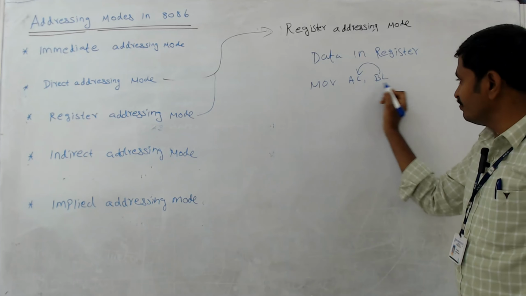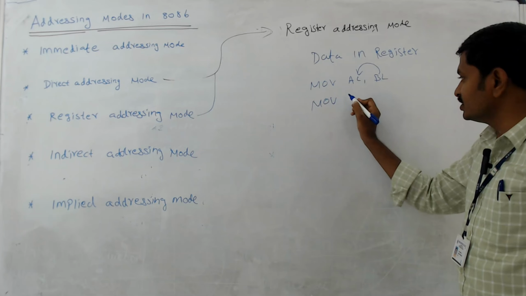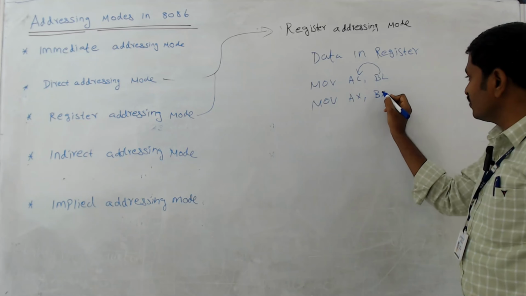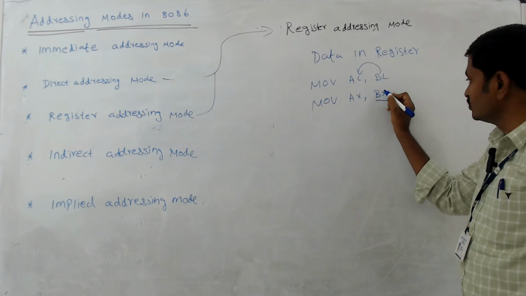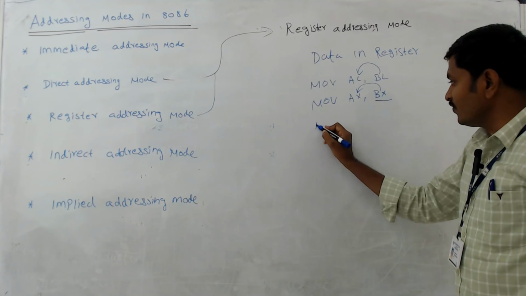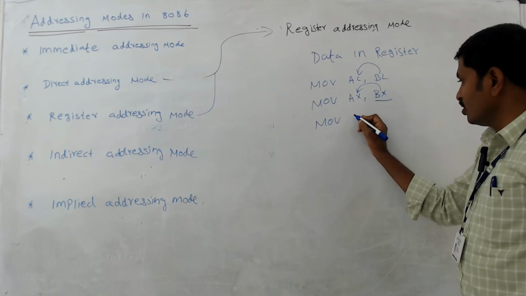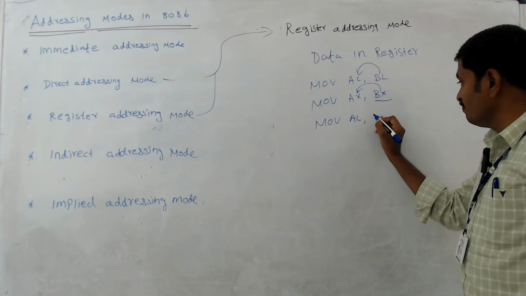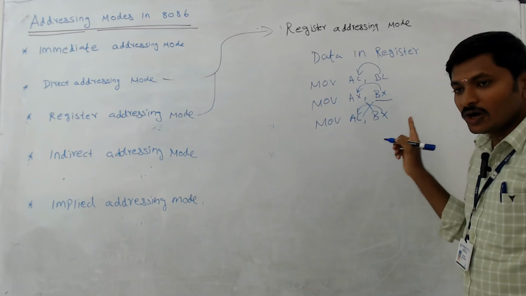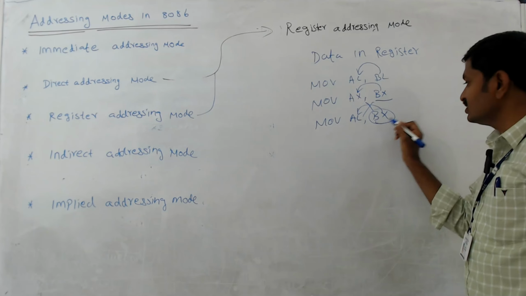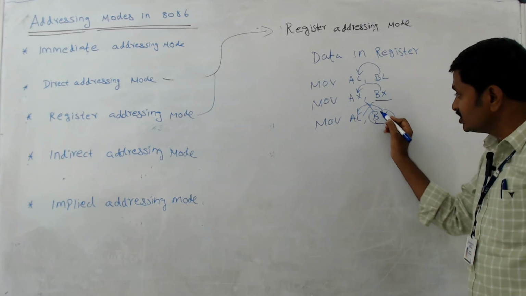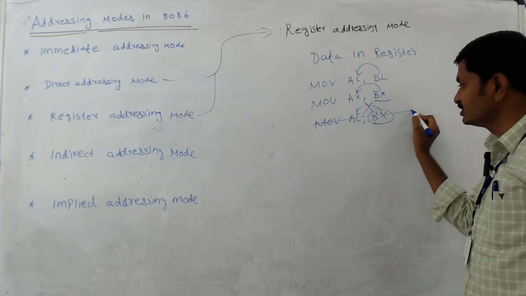This was 8-bit. For example, if you want to do it in 16-bit, MOV AX comma BX. So what is the meaning? Whatever the content, that means the 16-bit value available in the BX register, that moves to the AX register. For example, MOV AL comma BX is not possible. Why? Because BX is a 16-bit register, so the 16-bit data available in the BX register cannot be moved to the AL register, so this is not correct.